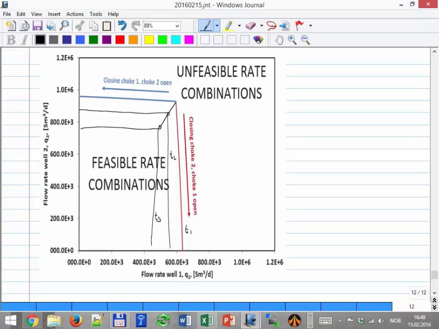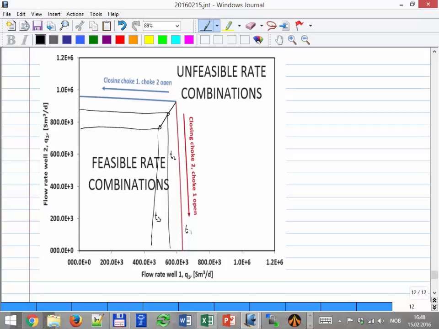So this tells you that with this system I have kind of a feasible region and a non-feasible region. Any questions so far? You have to take some time to digest it. Maybe it might be difficult to understand.